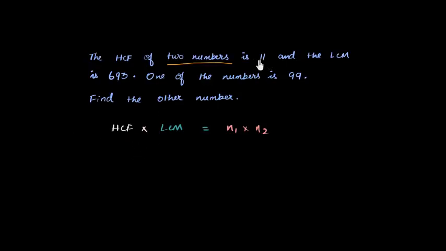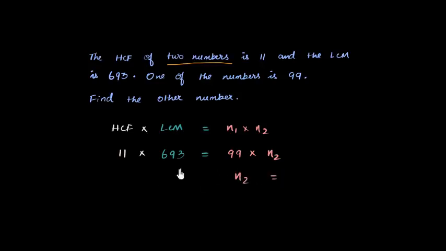So HCF is 11, multiplied by LCM, which is 693. One of the numbers is 99, and the other number is what we want. So now I'm just going to call it N2 maybe. So how do I do this now? I'm just going to divide both sides of the equation by 99. So that'll give me N2.